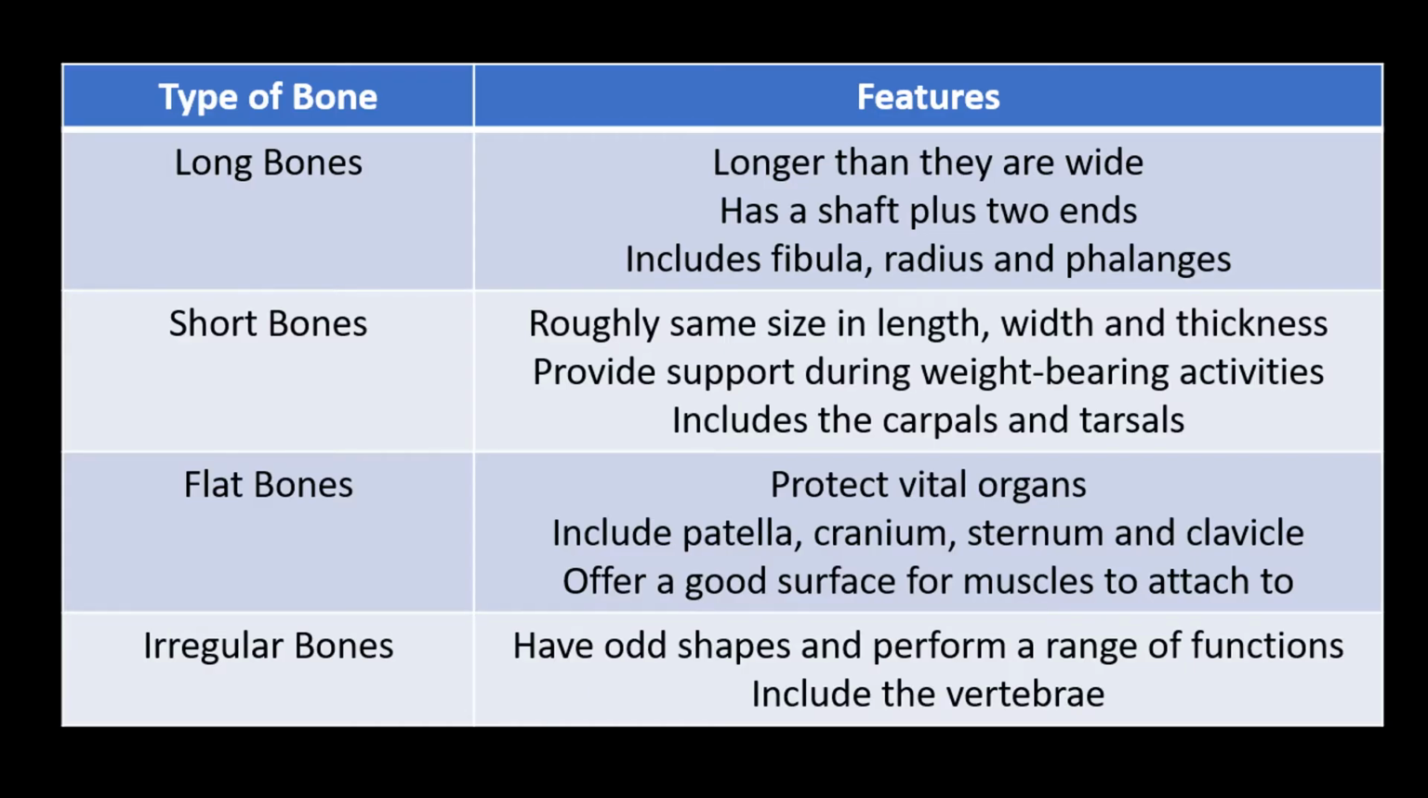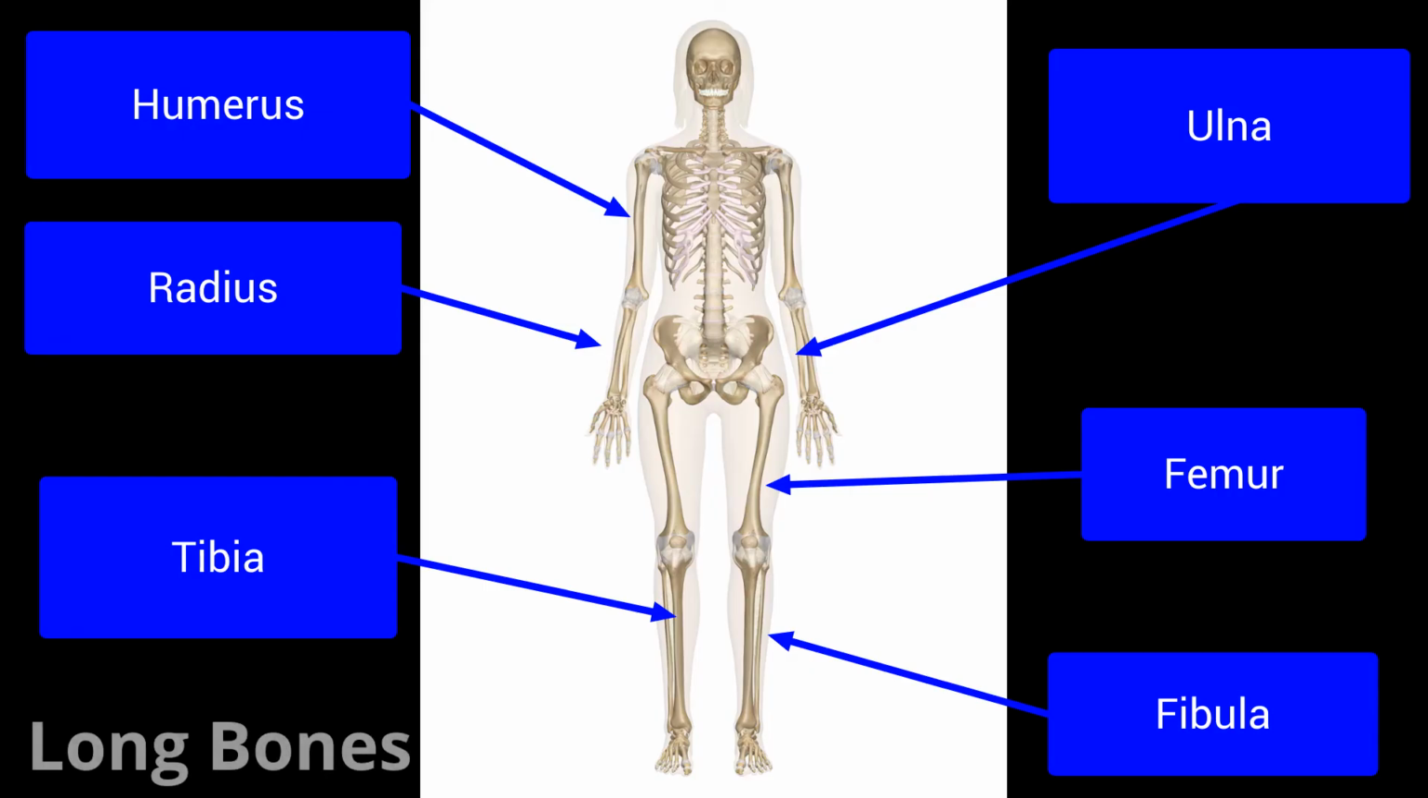So it will take a bit of revision and going over, but we do need to know all of these bones. We also need to be able to classify bones into 4 different categories. These categories are long bones, short bones, flat bones, and irregular bones. Long bones are longer than they are wide and have a shaft plus 2 ends. Our arms and legs are mainly made up of long bones. So examples include the humerus, radius, and ulna in the arms, and the femur, tibia, and fibula in the legs.